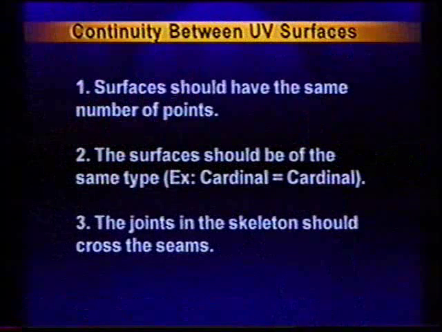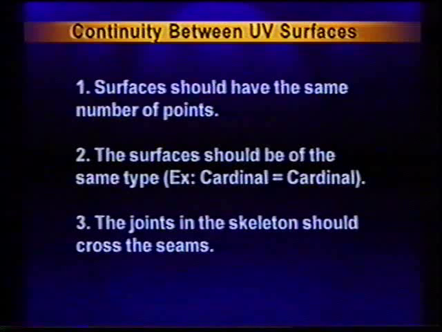In this section, we're going to look at how to model the characters' bodies. As in the last section, you're going to want to keep in mind the continuity between UV surfaces in order to hide the seams. In order to do this, you should make sure that the surfaces have the same number of points. They should also be of the same type, and the joints in the skeleton should cross the seams. This will keep the seams from coming apart when you animate it later on.